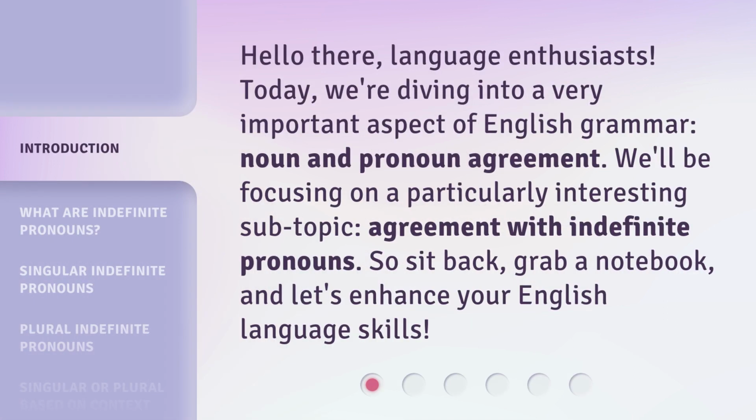Hello there, language enthusiasts. Today, we're diving into a very important aspect of English grammar, noun and pronoun agreement. We'll be focusing on a particularly interesting subtopic, agreement with indefinite pronouns. So sit back, grab a notebook, and let's enhance your English language skills.